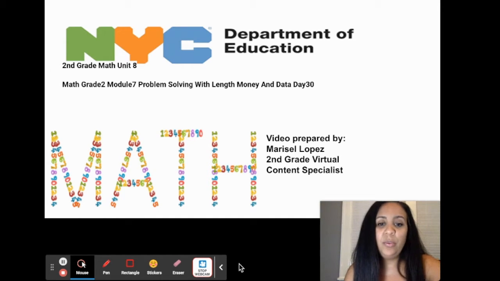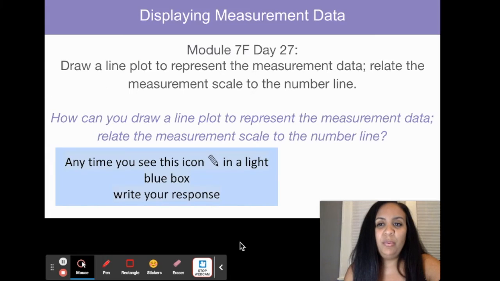In this video, we will be learning about another type of graph called a line plot. All right, let's get started. Today, we will be answering the following question. How can you draw a line plot to represent the measurement data and relate the measurement scale to the number line?